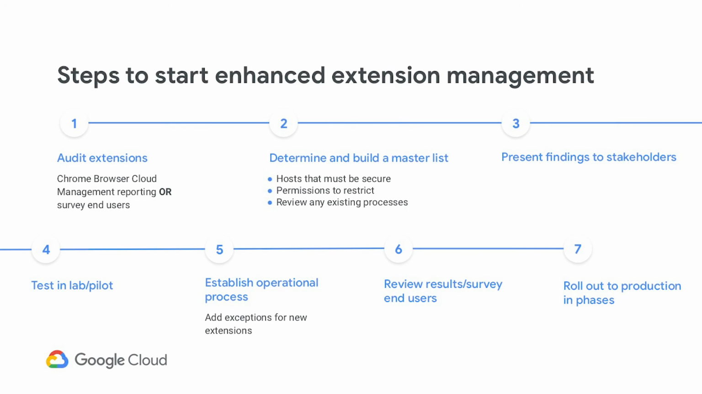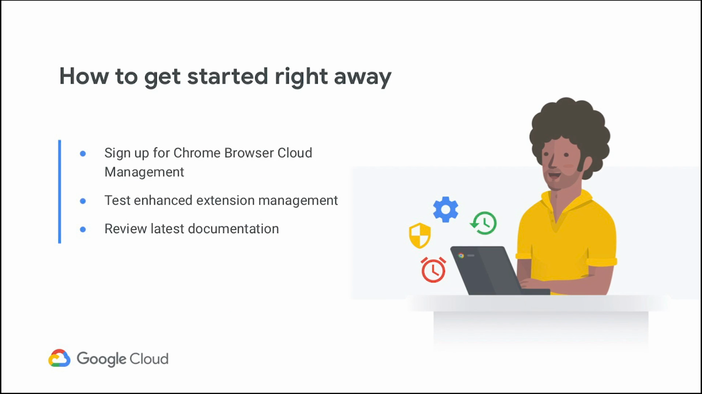Okay, establish an operational process. New extensions are going to be rolling in every day, so you're going to need to find a way to vet in and vet out, usually by looking at the manifest and seeing what permissions are present. Or, since you have your baseline of what permissions you will or won't allow, you can just have the user install them, and if it gets blocked, then they can submit a ticket, and then you can take a look at it at that point. And then review results, survey your end users, roll out production in phases to limit possible collateral damage.